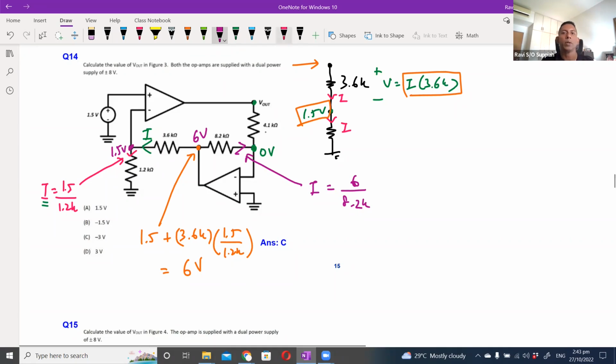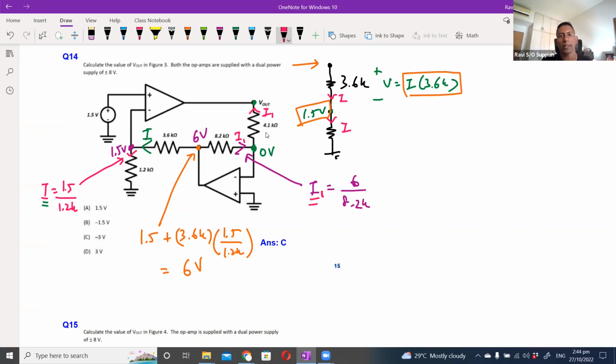Since we know that there is no current flowing into the internal of the op amp, this current, maybe I'll call it I1, is the same current that is going to flow up towards the V out. Why? Because there is no other place for the current to go. It can't go into the op amp, so it can only go up towards V out.